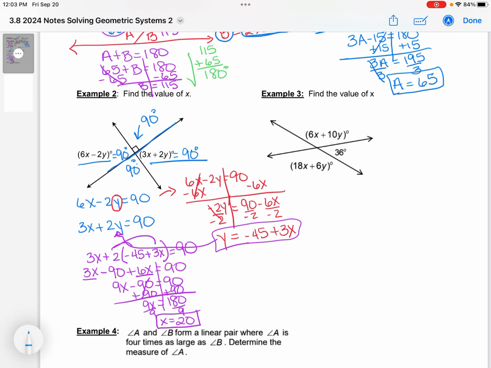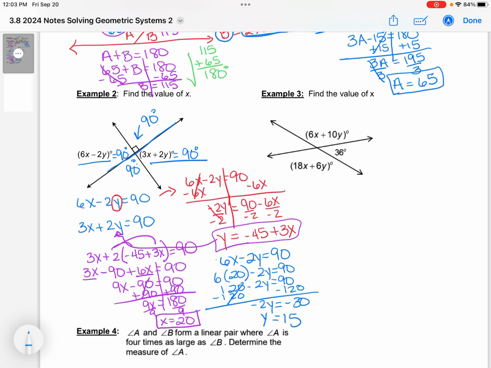Now I'm going to go back to my second. I don't think it really matters which equation I use. We'll go back to the first equation. 6x minus 2y equals 90. Well, 6 times 20 minus 2y equals 90. 120 minus 2y equals 90. So minus 2y equals negative 30, which means y equals 15.